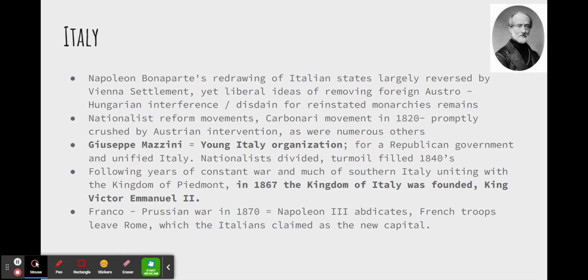Now, the Franco-Prussian War in 1870, and again, I spoke of this earlier, this was the war that united much of Germany and brought about the beginnings of the German state. What we see is that the French Emperor Napoleon III ends up abdicating, and of course the French troops then, allied with the Papal States, leave the city of Rome, which the Italians then claimed as their new capital.